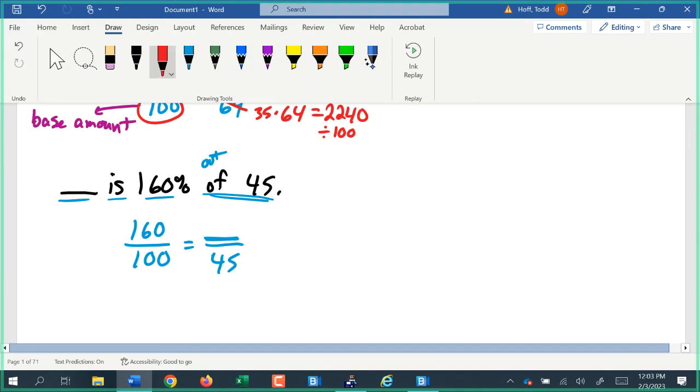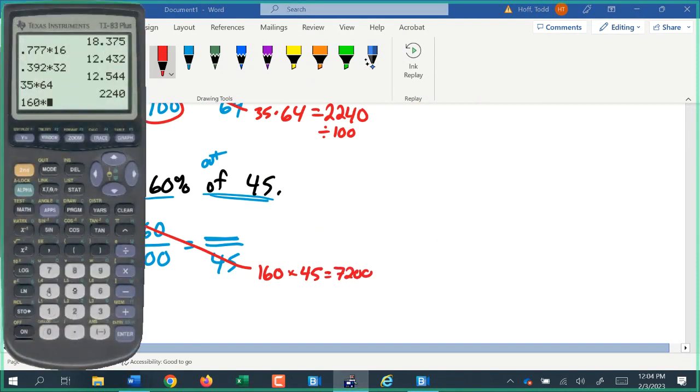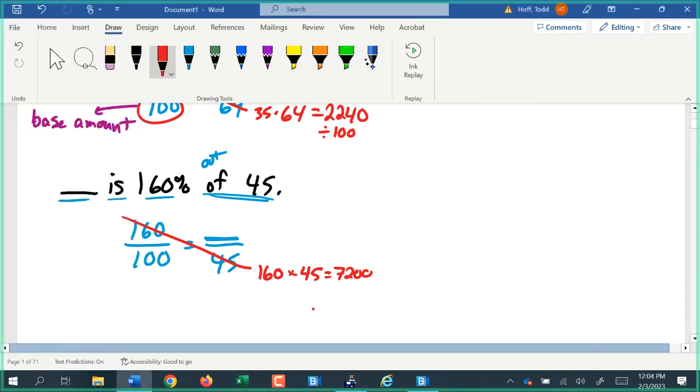Once again, the numbers that are diagonal are the 160 and the 45. So 160 times 45 gives us, is that 72, I believe? 7,200. Oops, I'll double check it. It is 7,200. And then the 100 is diagonal to our missing number, so we divide by the 100, giving us 72. So that is saying 72 is 160% of 45.